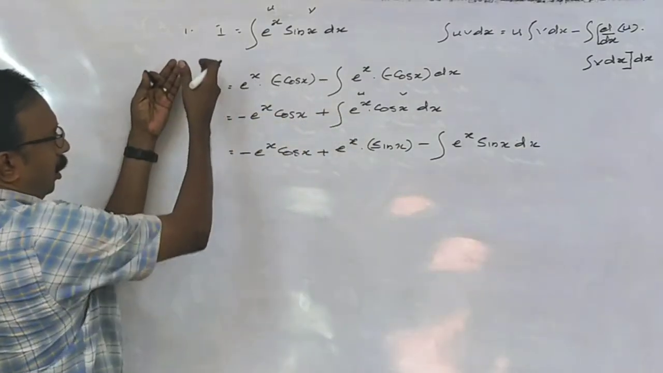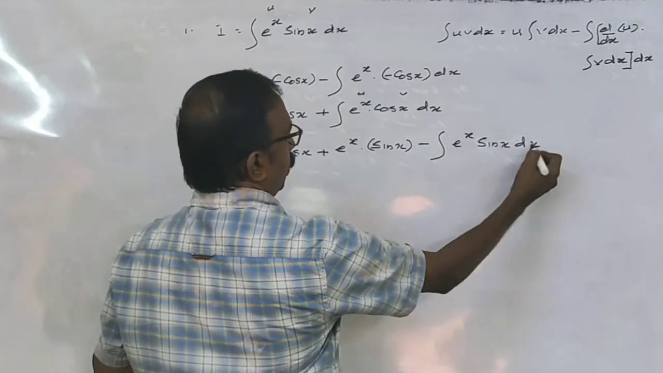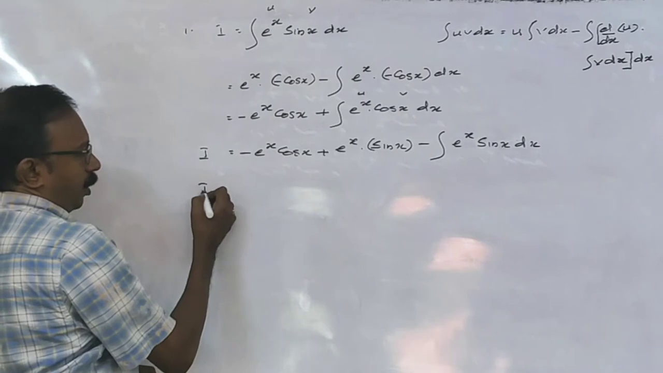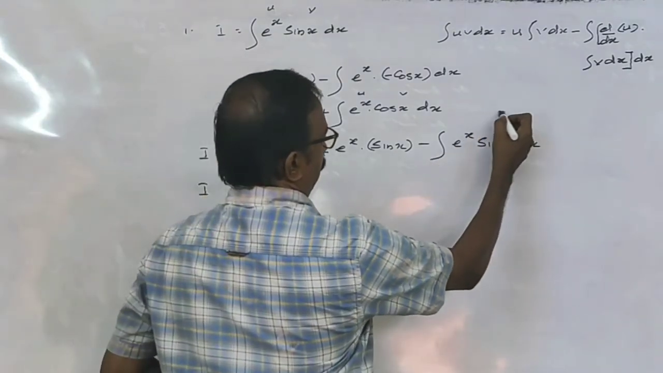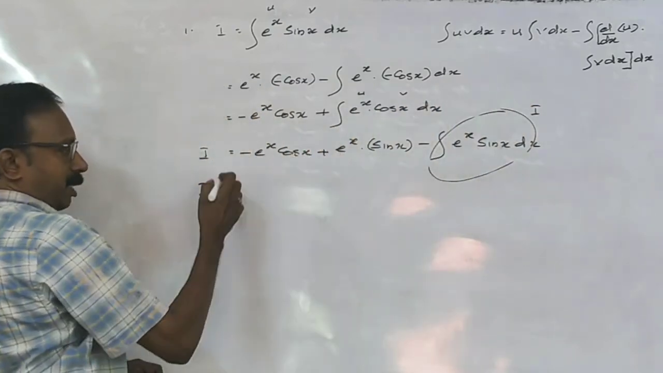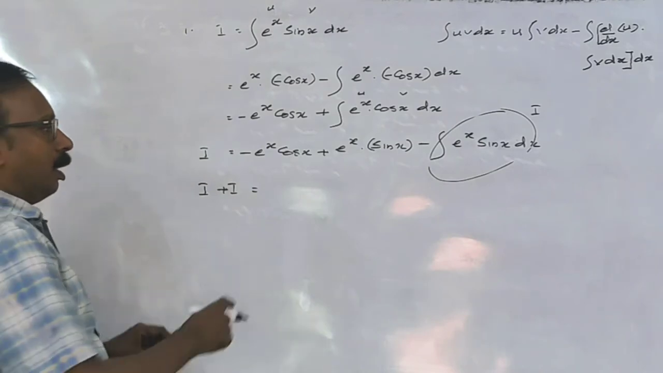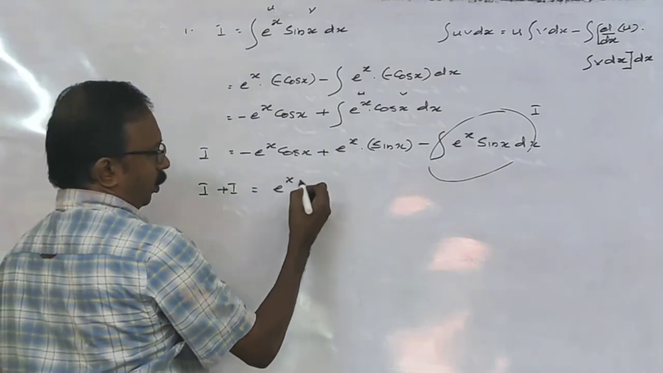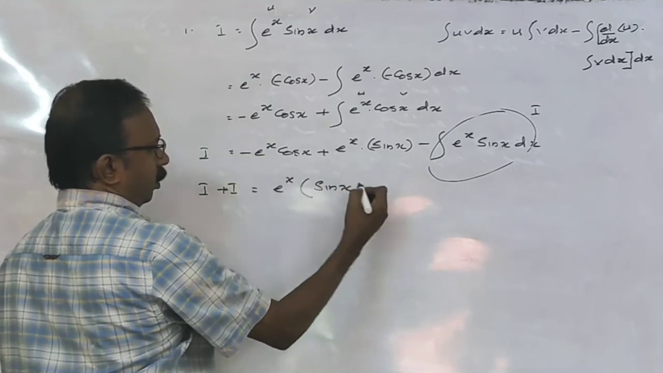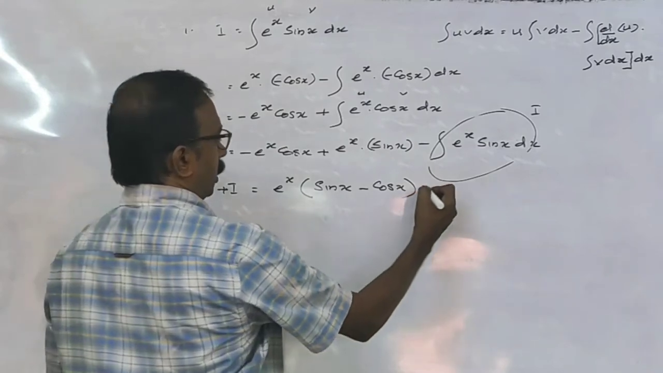Now here we have I. This is also I. The integral of e raised to x sin x is also I. Therefore minus I becomes plus I, I plus I is equal. Now e raised to x is common. E raised to x into sin x minus cos x plus c.